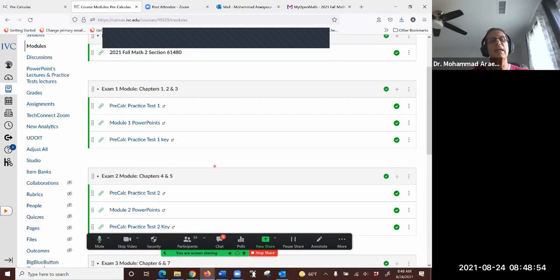What I want to mention is that what you see here, for example, over here it says module 1 PowerPoints. The PowerPoints that you see here may not have the same section or chapter number as what you see on My OpenMath. I will show you. Just stick with the module.